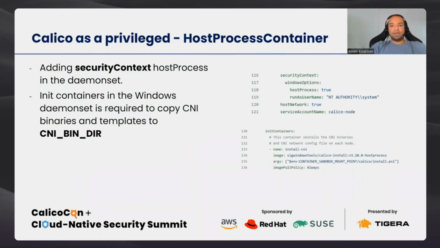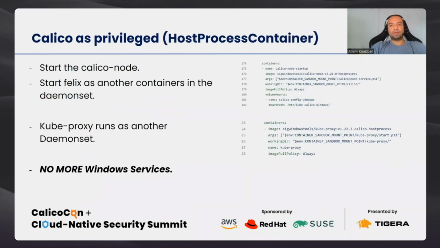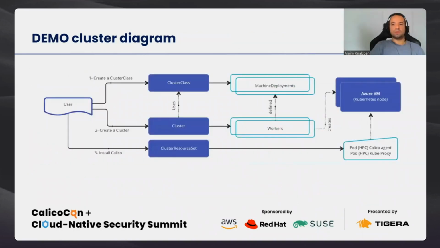In the spec, we have the init container. This is required to install and copy all the CNI binaries and configurations inside the root of your Windows node. Next, the host process container has the containers spec with the Calico node startup and Felix. Both will start the services as a host process container. Kubeproxy runs as another daemon set, and this is an example of the specification of Kubeproxy as well. It means no more Windows services, and this is a good thing for the parity of functionalities across nodes inside Kubernetes.